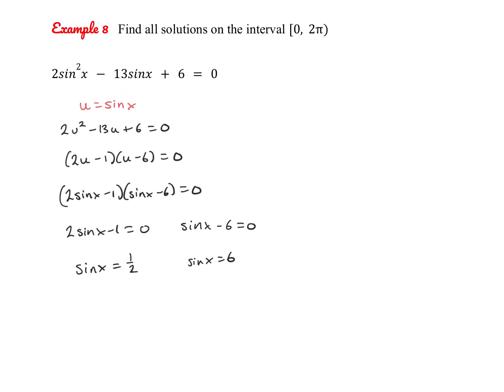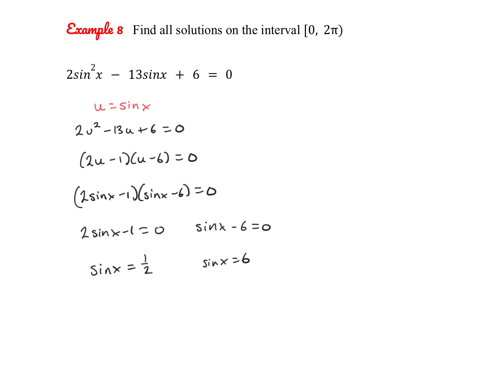All right, so here we have the sine of x equals 1/2. There are 2 quadrants where sine is positive, so we know that we're going to have an answer in quadrant 1 and in quadrant 2. And we know that our reference angle here is pi over 6. So we get pi over 6 and 5 pi over 6.